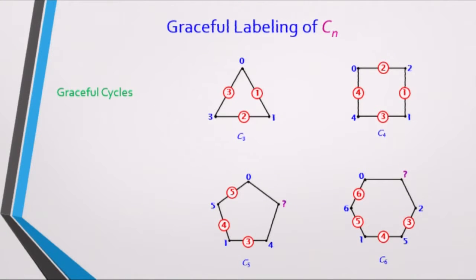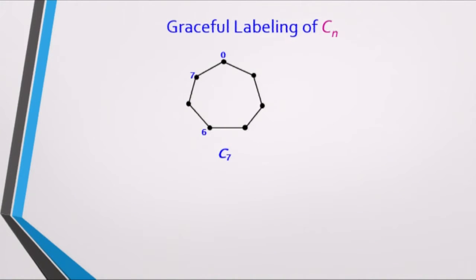Two numbers remaining. They are 3 and 4. If I use a 3, the difference is 3 here, and the difference is 2, so 3 will be repeated. If I use 4 here, the differences would be 4 and 2, and 4 will be repeated again. So these two are non-graceful.